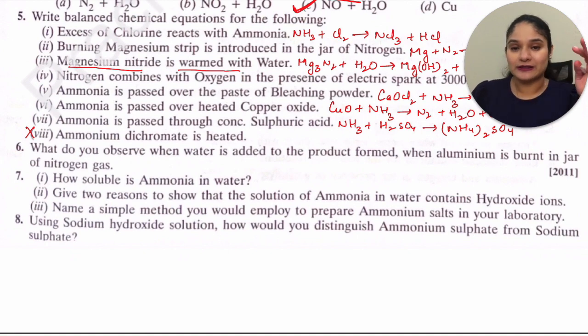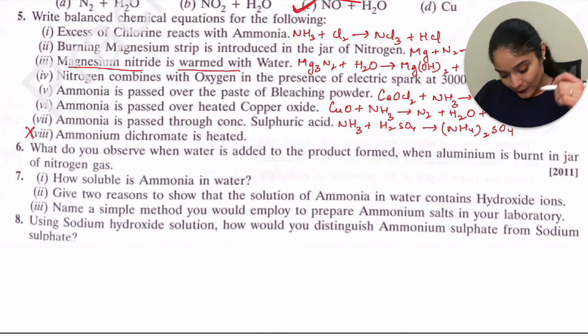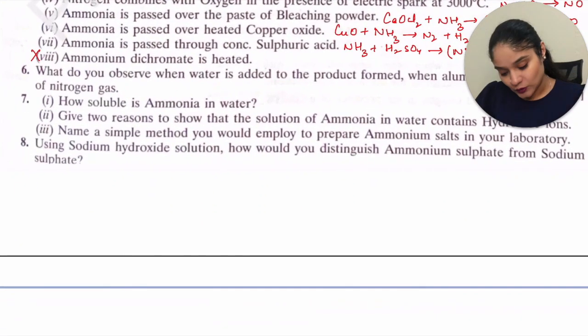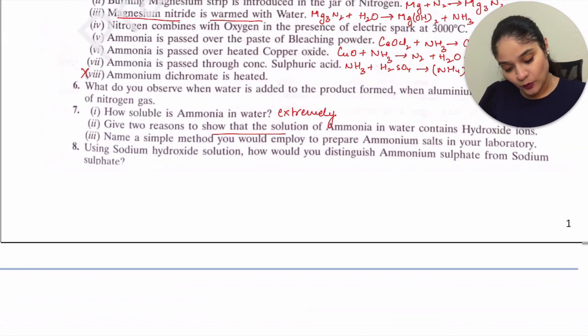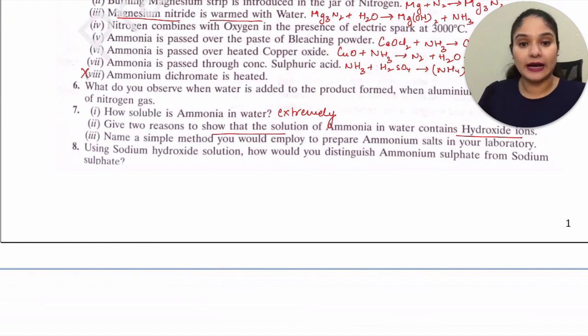I'll still repeat myself. A colorless, pungent and suffocating gas is released, which gives out dense white fumes with concentrated hydrochloric acid. Now the next question is, how soluble is ammonia in water? So we'll say extremely. Now the next question says, give two reasons to show that a solution of ammonia in water contains hydroxide ions.